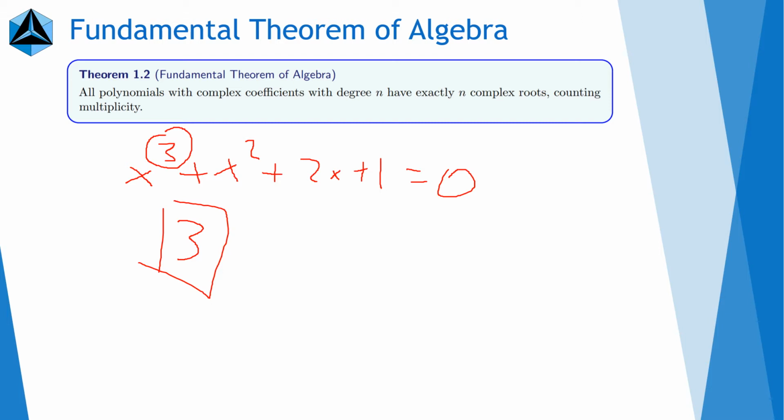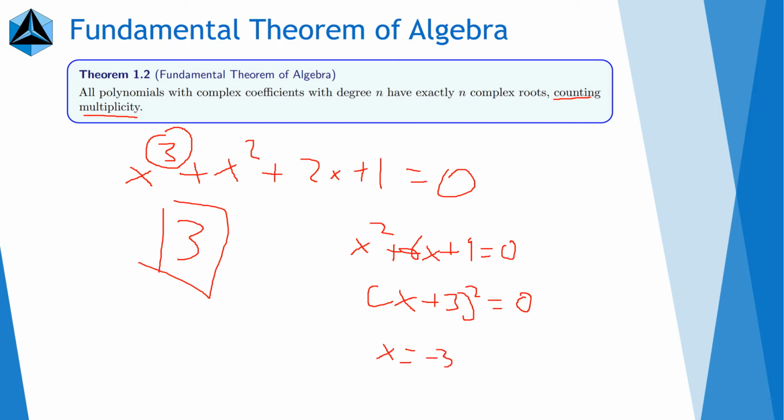I won't explain the proof of the fundamental theorem of algebra because it's quite advanced for what we're going to be doing. Another thing to notice is that when we say counting multiplicity, we mean, for example, x squared plus 6x plus 9 equals 0. If we solve this by factoring, we get (x plus 3) squared equals 0. So there is only one solution of x that works, and that's x equals -3. But we expect there to be 2 solutions.